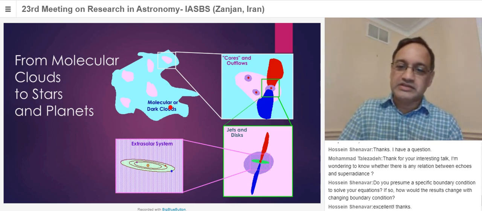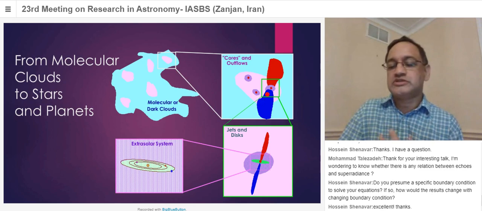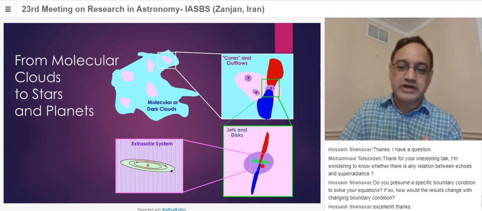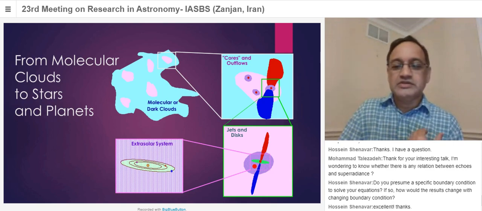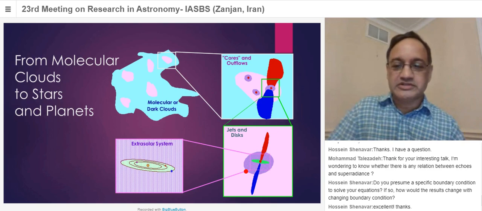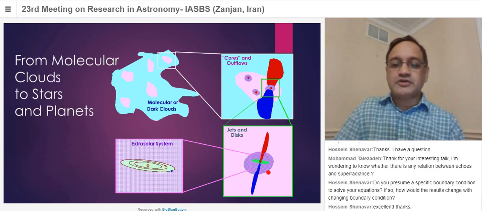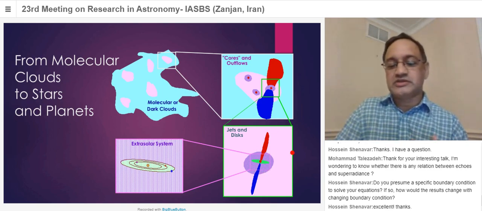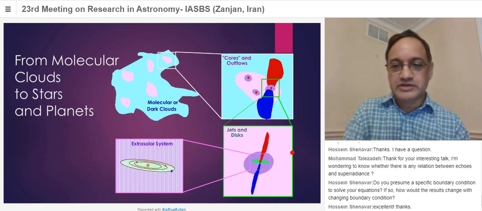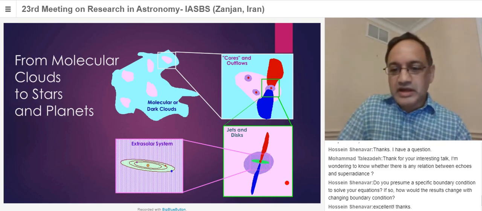So really the hierarchy is you go from clouds to cores. Cores have outflows. When you zoom in on the cores down to 100 AU scales, you see protostellar disks, and you also see jets emanating perpendicular to the disks. And then, of course, separately, we see extrasolar systems, which are the ultimate outcome of this process.